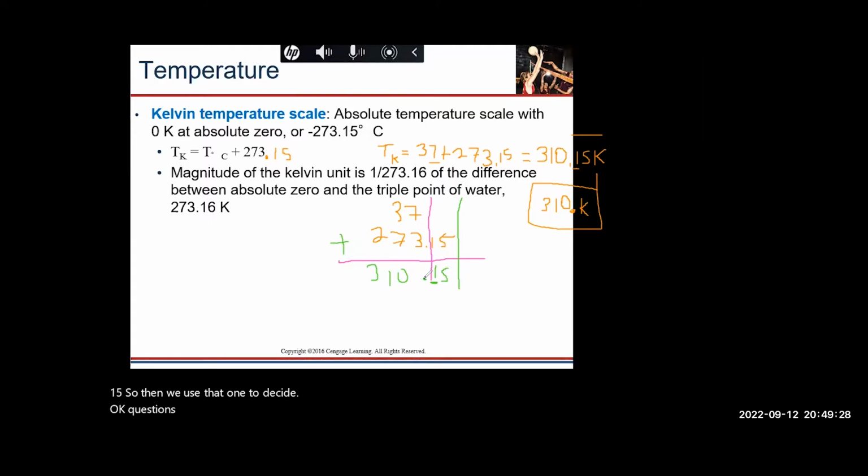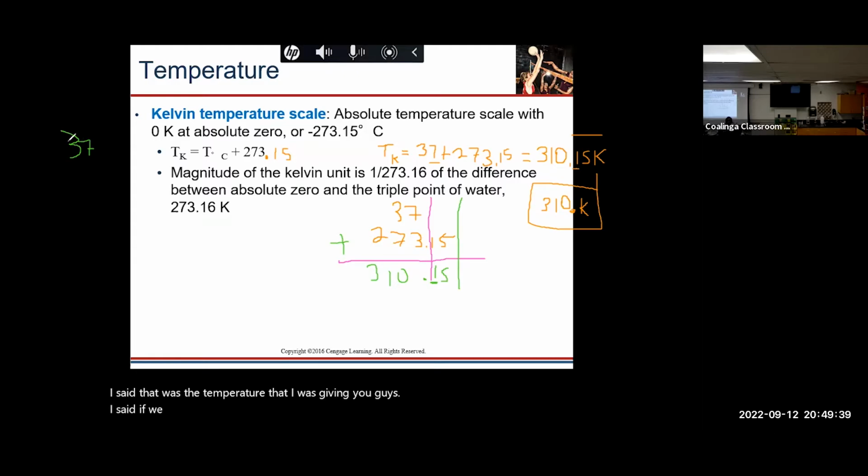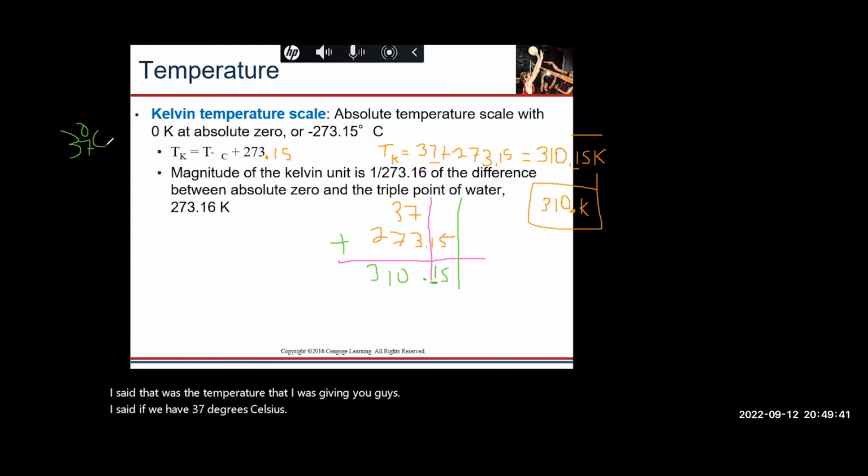Yes, quick question. 37, where did we get that? I just said that was the temperature that I was giving you guys. I said if we had 37 degrees Celsius, it was just an example. Oh, it was an example, yes.